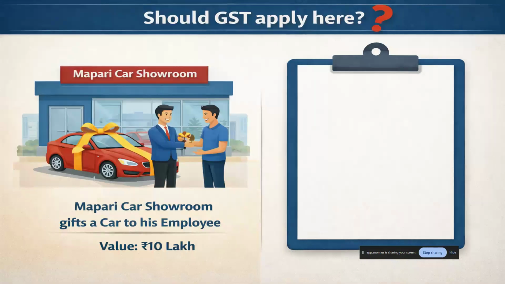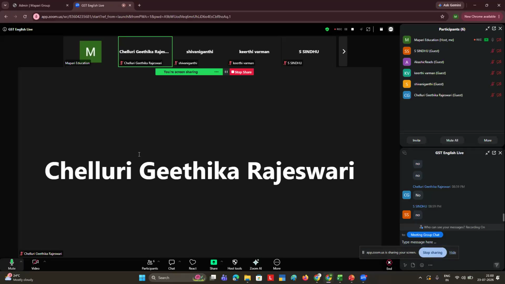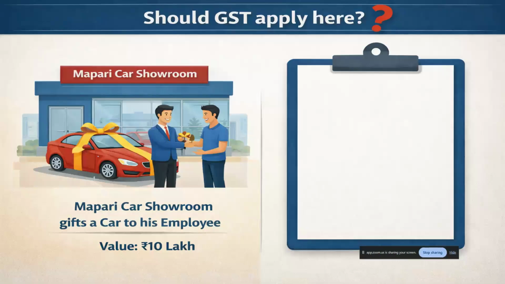Is this supply or not? A car showroom is selling a car to his employee. Suppose it is not a gift, it is a sale. Is this supply or not? Yes, supply. Yes, because everything is there. There is a business and giving something means selling something, collecting an amount. It has consideration. The car is a business car, so business goods. So that will fall in the supply.